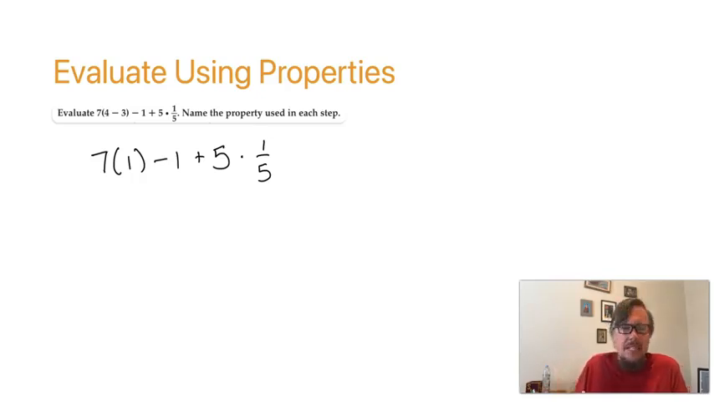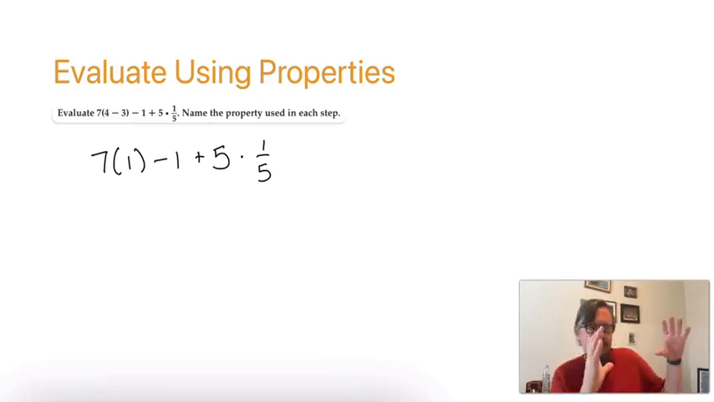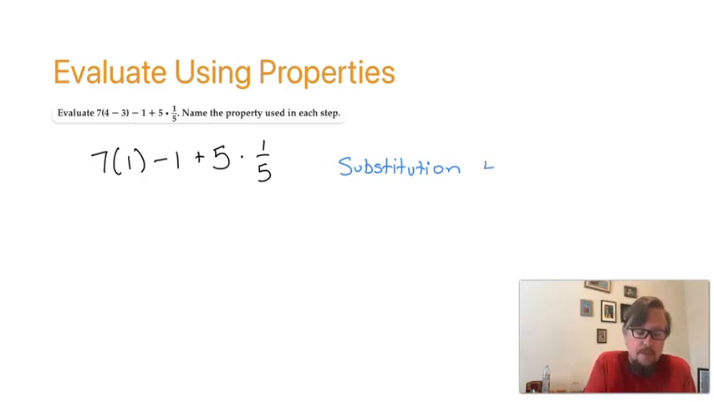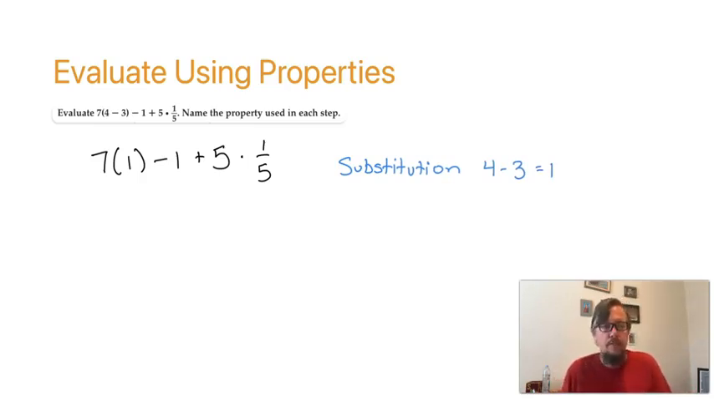Great. But what is the mathematical property that allows us to make this change? Why are we allowed to take 4 minus 3, pull it out, and replace it with a 1? The name of the property that allows us to replace the 4 minus 3 with a 1 is called substitution. It's the substitution property. The substitution that we're making is that 4 minus 3 and 1 are the same thing, which means we can interchange them. So not only did we do the math, but we explained why we're allowed to do that.